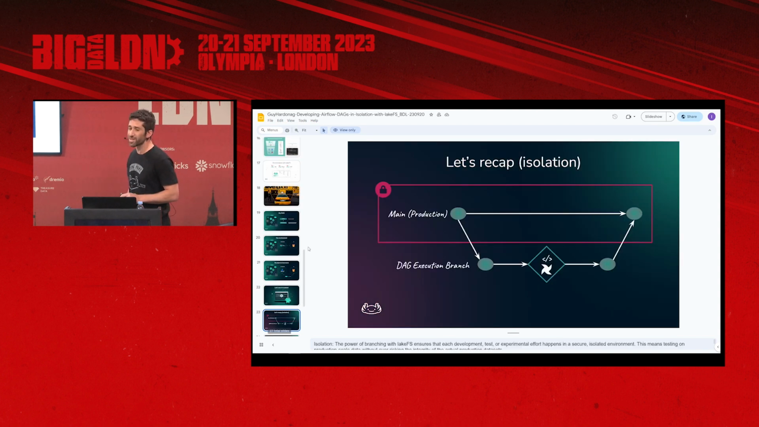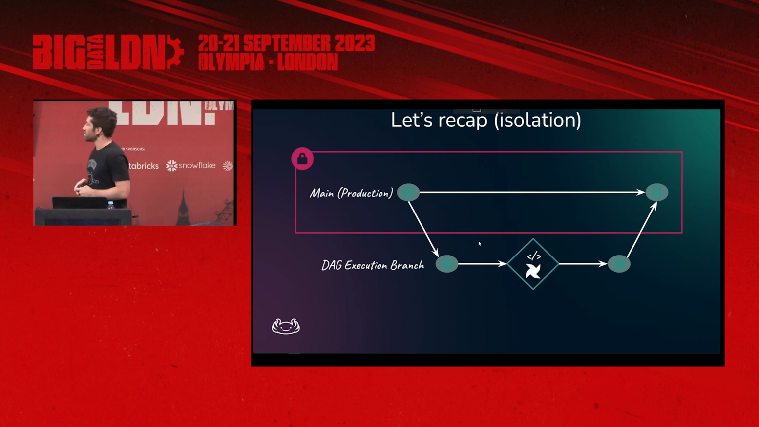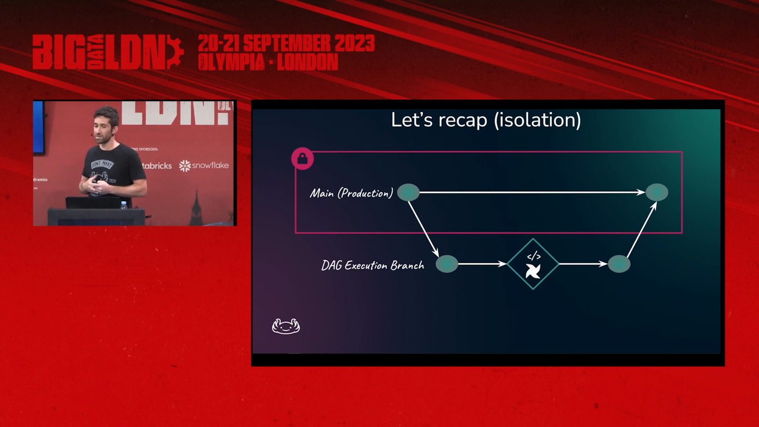Okay, so let's recap what we saw. We saw that with the power of branching in lakeFS, it's easy to get an isolated environment and test on up-to-date production scale data.